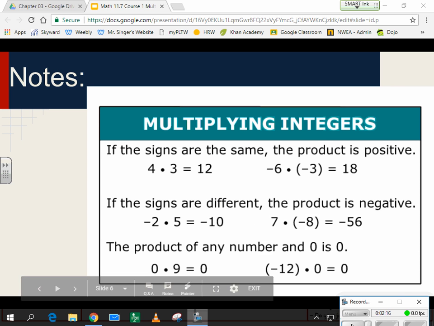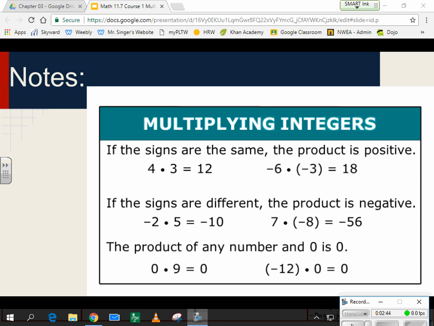Here's the first thing you need to write down in your notes, and this is the rules of multiplying integers. So, if the signs are the same, your product is always going to be positive. That's no different than anything you've done up to this point, and even in your warm-up. All of those had the same sign. They were all positive. The same goes for anything that's all negative, like negative 6 times negative 3. If it's the same signs, you make it positive.